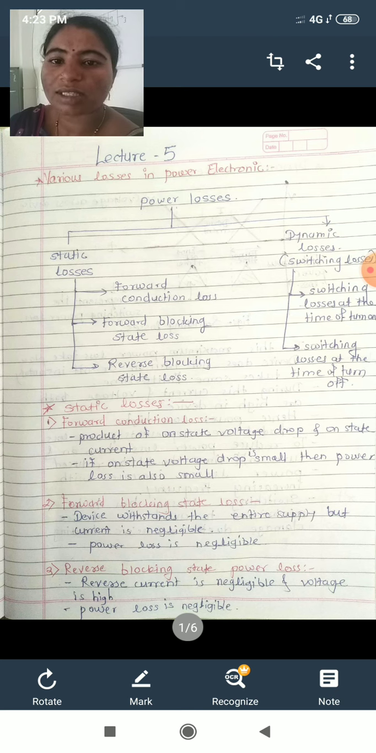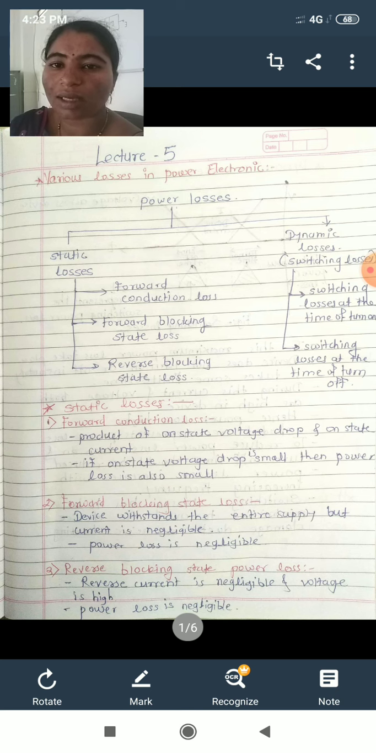Third power loss is the reverse blocking state loss. In reverse blocking state loss, the reverse applied voltage is very high, but the reverse current is negligible. Hence, this power loss is also negligible. These are the static losses. Now see the dynamic losses.